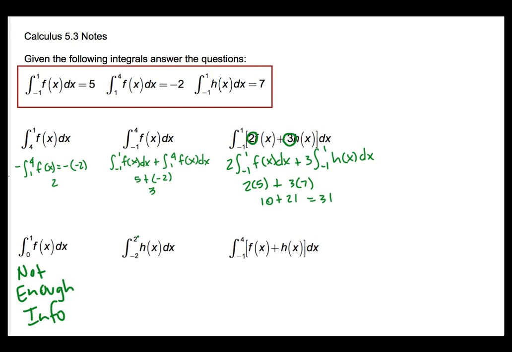The same goes for -2 to 2 of h of x. We don't have a definition for that. All we've got is from -1 to 1. So the same rule applies to this one as well.